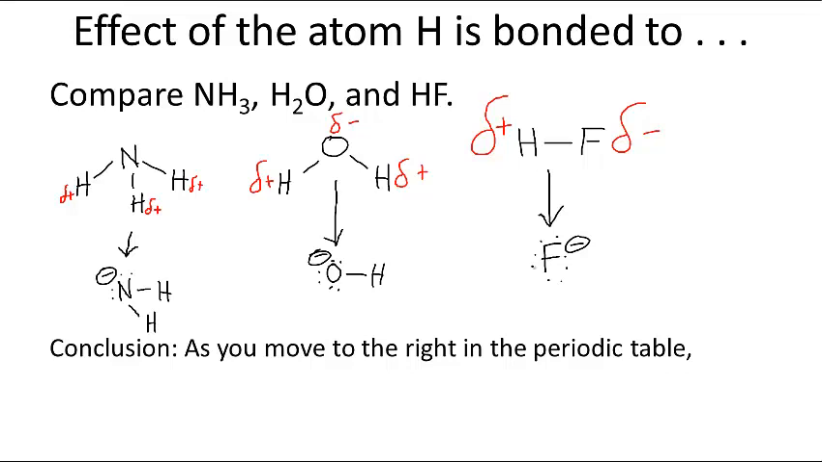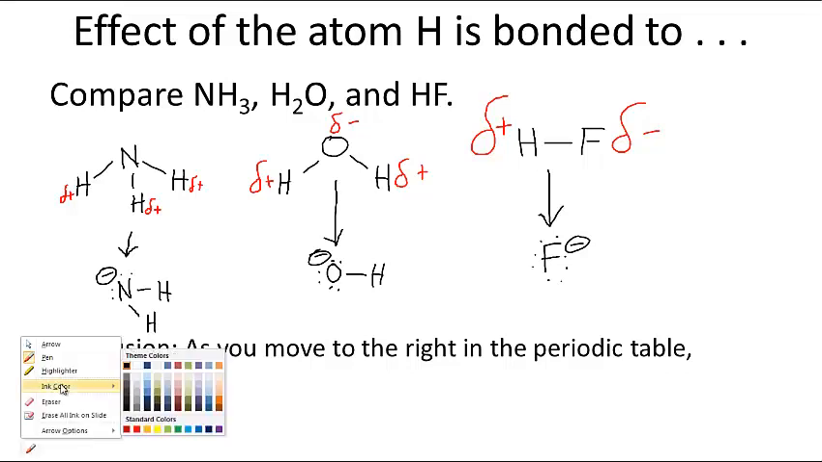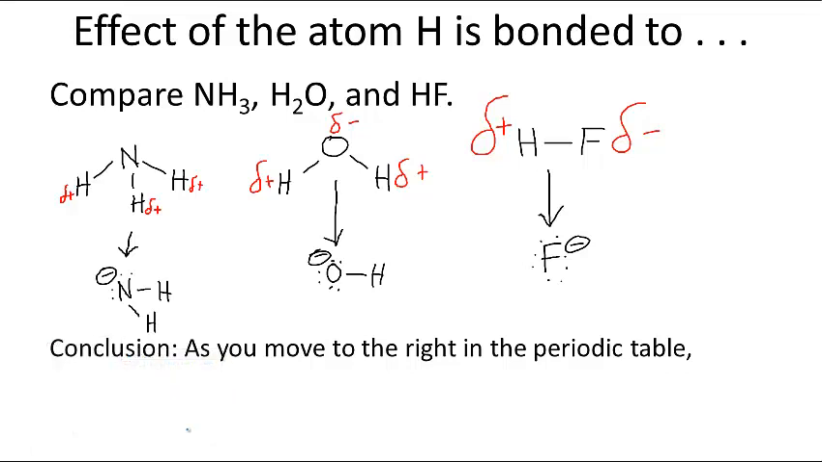So we have going left to right, increasing partial positive charge on the hydrogen. We have going left to right, increasingly stable anion after it loses H+. And the acid strength follows the same way. We have increasing acid strength that way.